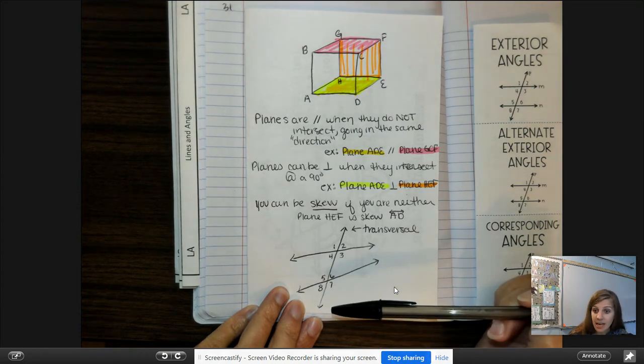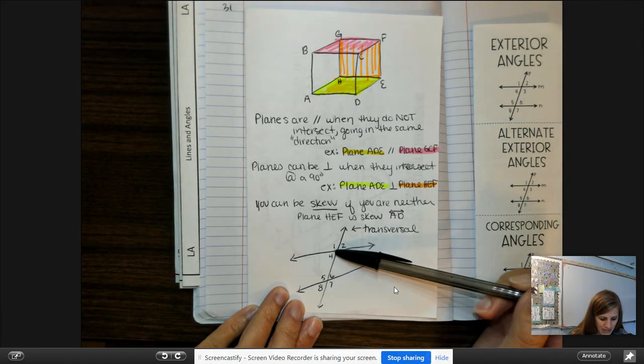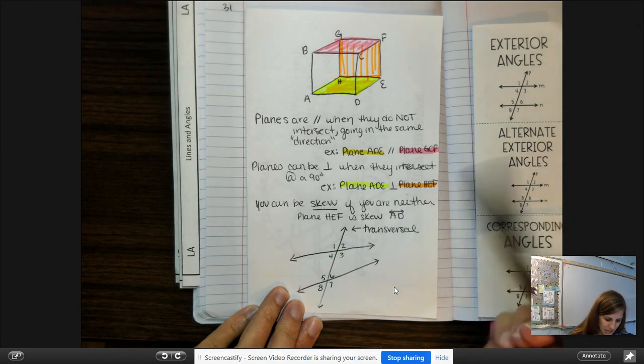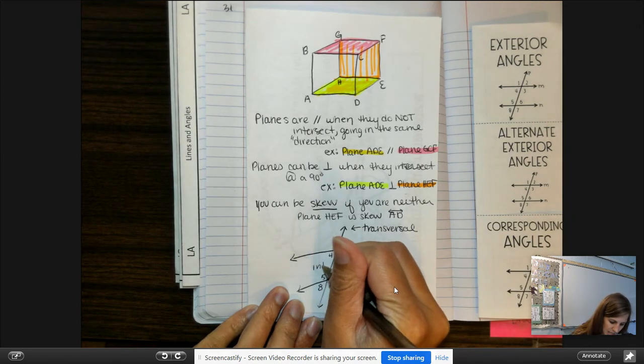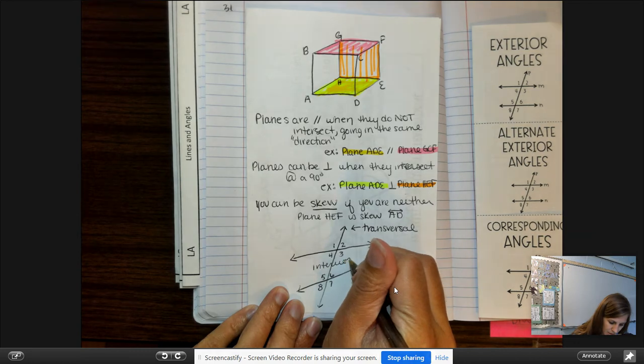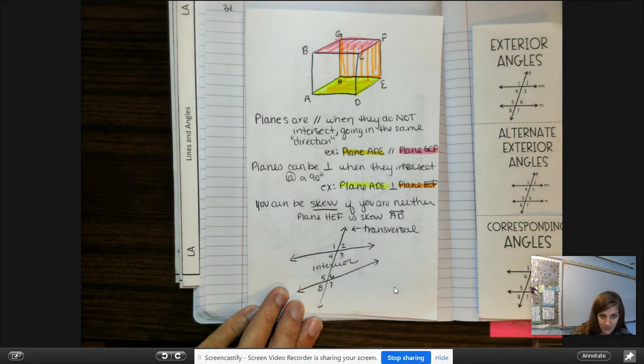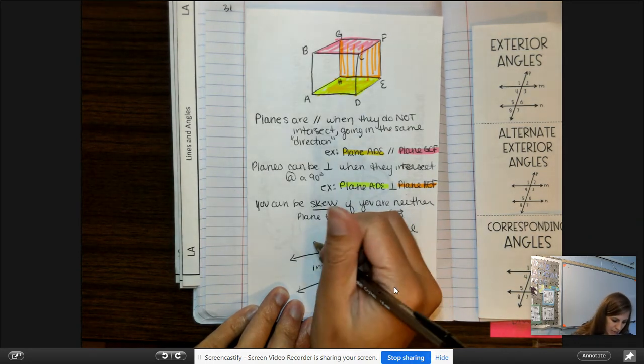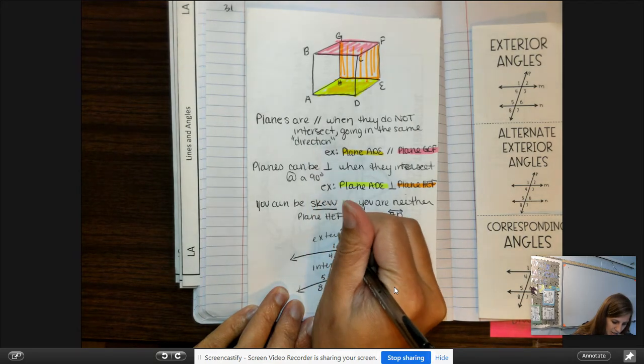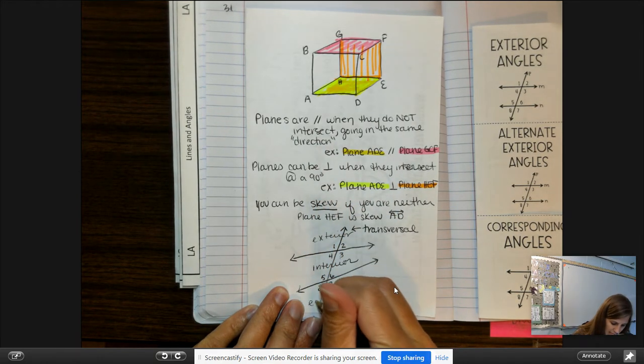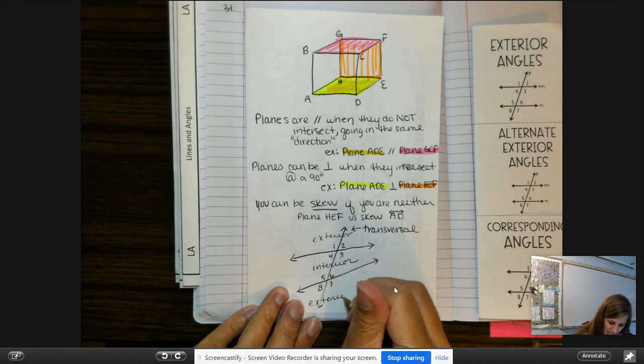And we can relate that in one of two ways. You might be on the interior, so this is kind of the interior of the two lines intersecting, or you might be on the exterior, which is like outside of the two lines intersecting.